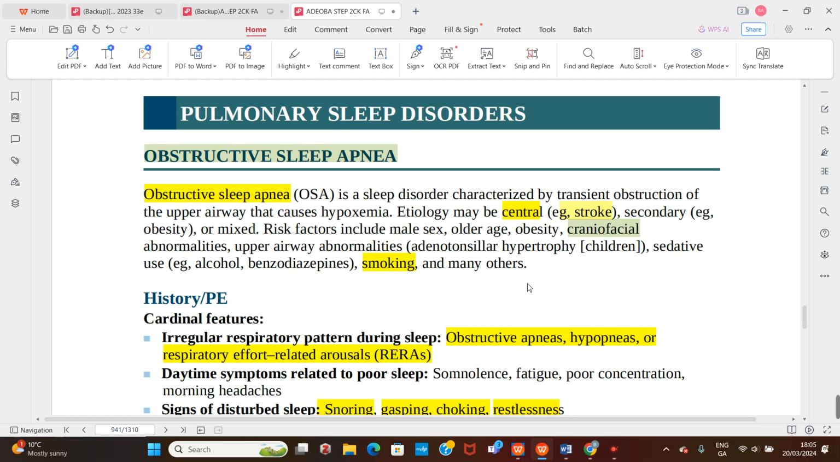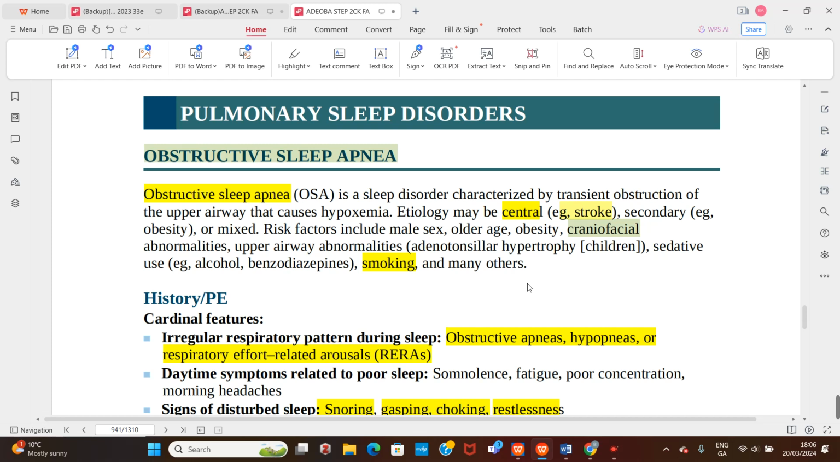With the secondary one, that one is very straightforward. There's already a mass, or there's something that is obstructing inflow of air when they are sleeping. Either the person has adenotonsillar hypertrophy, or the person is obese. People that are obese have a lot of fat mass in the neck that is reducing the diameter of the airway, increasing airway resistance, so they cannot easily take in air. Or people with adenotonsillar hypertrophy that is occluding the airway can experience obstructive sleep apnea when they are sleeping.